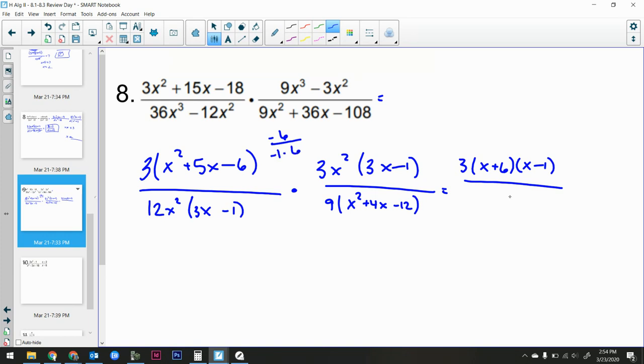On the bottom, 12x squared, we'll get a 3x minus 1, but that'll go away soon. And then on the top, 3x squared and a 3x minus 1, but that'll go away soon. And then we got a 9, and then factors in negative 12 that had to get to 4. That would be 6 and 2. So x plus 6, x minus 2. Right? Factors in negative 12, but I had to get to positive 4, positive 6, negative 2.